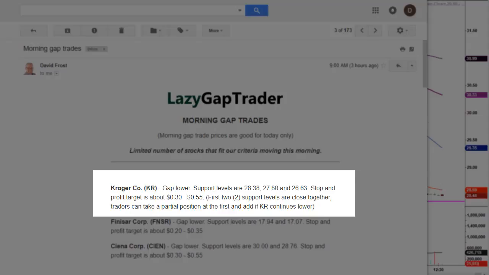You see gap lower. Support levels are $28.38. And then I gave 2 secondary levels below that. Stop and profit target is about 30 to 55 cents. These are minimum profit targets. Then I go on to say the first 2 support levels are close together. Traders can take a partial position at the first and add if KR continues lower. That's another way of saying there's a lot of support in this general zone. Therefore, we can take a crack at the higher level, not be afraid to take the trade, but even if it trades lower, still not be afraid to put on the second half of that trade because we're expecting a price reaction in the other direction.